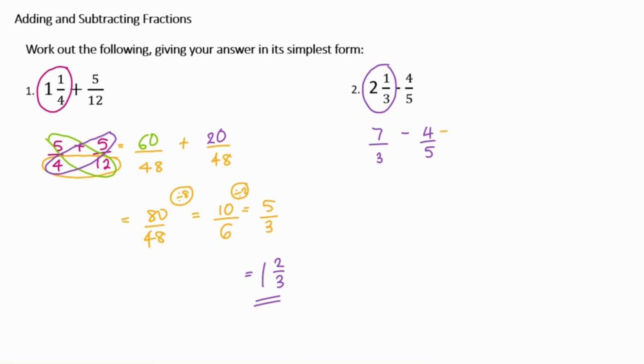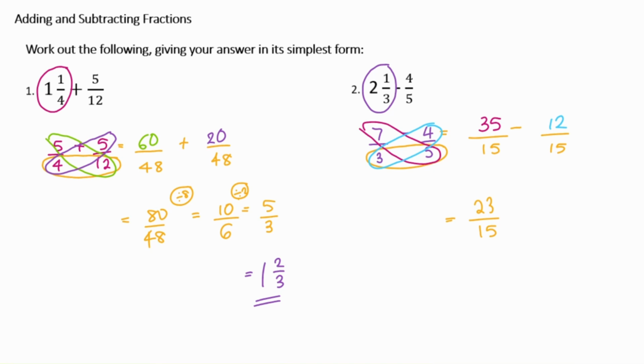So in order to get a common denominator, we can do 3 times 5, and that gives us 15. To get the first numerator, we cross multiply it with the second denominator, and that gives us 35. To get the second numerator, we do 4 times 3, and that gives us 12. So our denominator remains 15, and 35 take away 12 gives us 23.